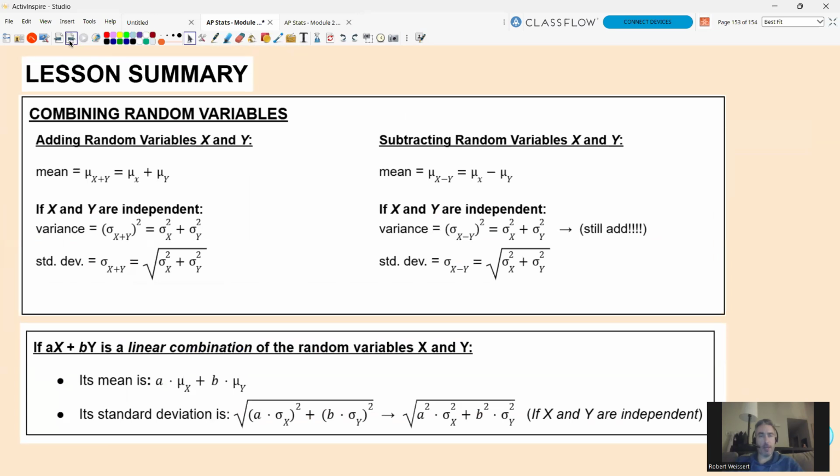And the key takeaway is make sure standard deviations don't get added. We square them, which gives their variances. We add their variances. And then to get the standard deviation, you square root the sum of the variances.